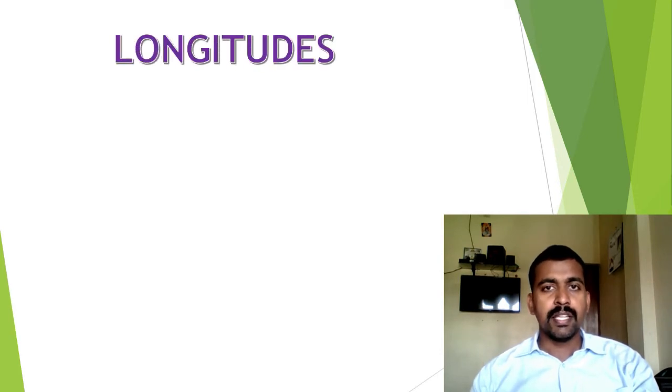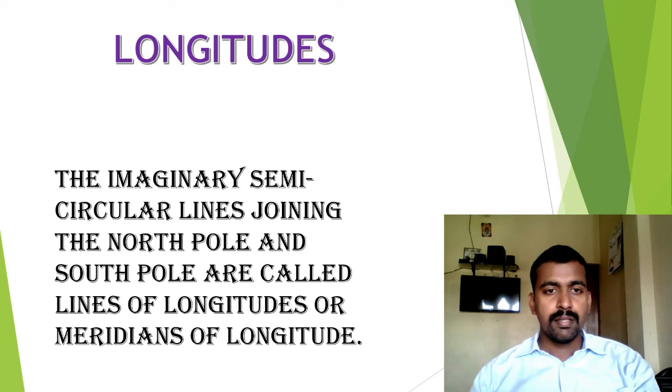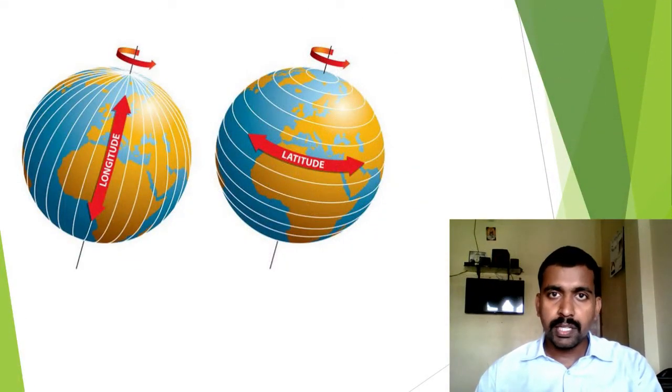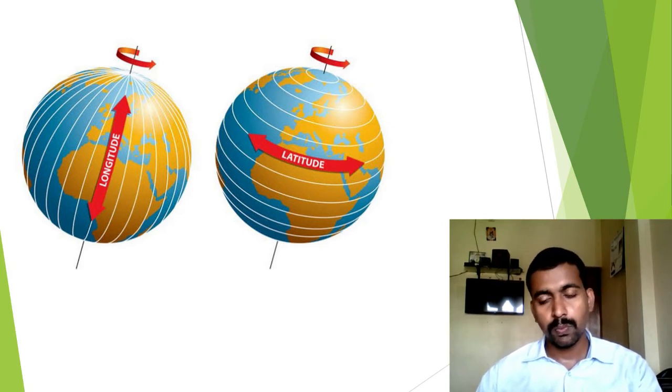Now let us see the meaning of longitude. Longitude means the imaginary semicircular lines joining the North Pole and South Pole are called the lines of longitude or meridians of longitude. That means the lines which connect the North Pole and South Pole are known as longitudes. So we have already learned what latitudes and longitudes are. In this picture, let us clearly understand them. The first one, longitude, the line which connects the North Pole and the South Pole. The second one shows the latitudes which go around the Earth.